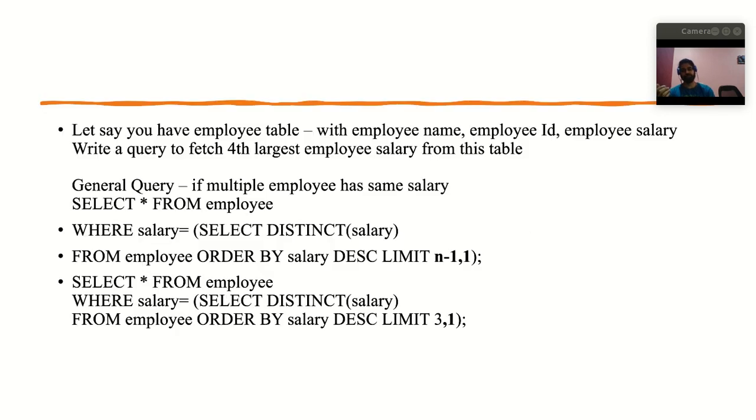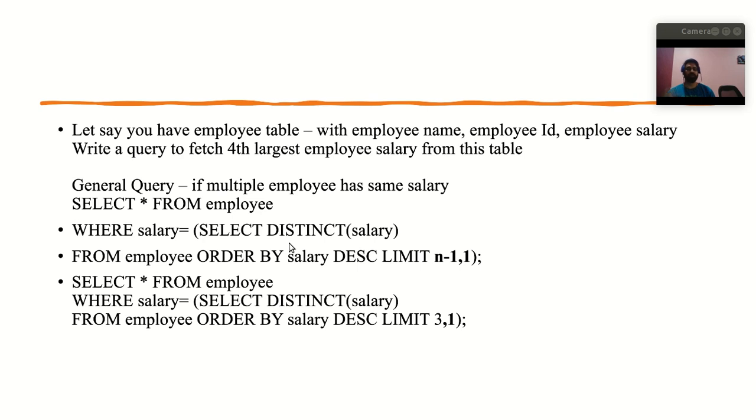The next question he got through MySQL is: let's say you have an employee table with employee name, employee ID, employee salary. Write a query to fetch the fourth largest employee salary from this table. A general query would be like this if multiple employees have the same salary, so here we have to use distinct also. First, select star from employee table where the salary equals, and then use a subquery: select distinct salary from employee order by salary in decreasing order, and then limit n minus 1 comma 1.